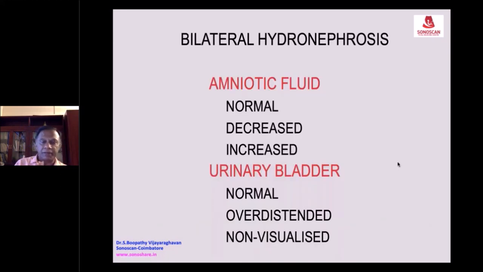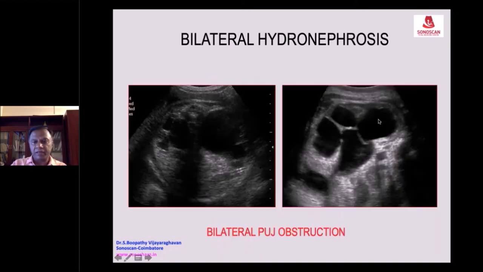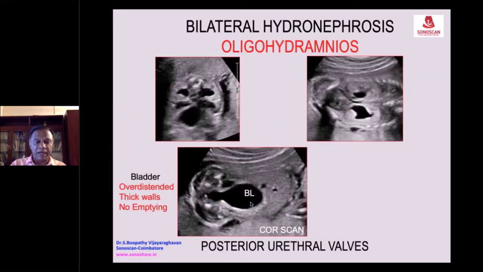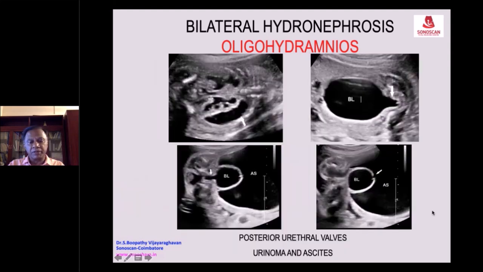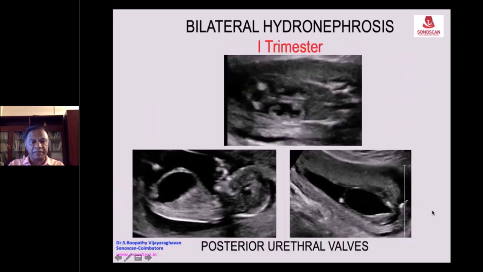Whenever bilateral hydronephrosis is seen, we have to look at the amniotic fluid. In a coronal scan, you see the dilated calyces communicating with the larger renal pelvis, and the ureter is seen. That will be absent when there is urinary bladder outflow obstruction. And this is a coronal scan, and you see the typical keyhole appearance due to the posterior urethral valves, with urinoma and ascites.